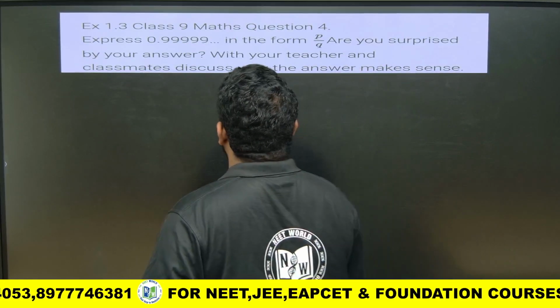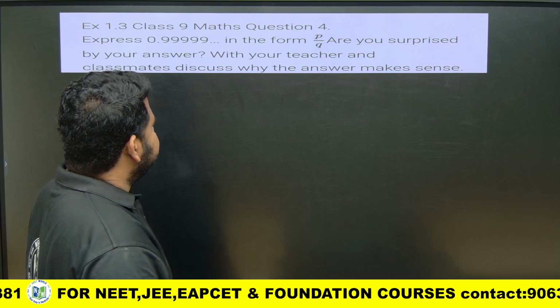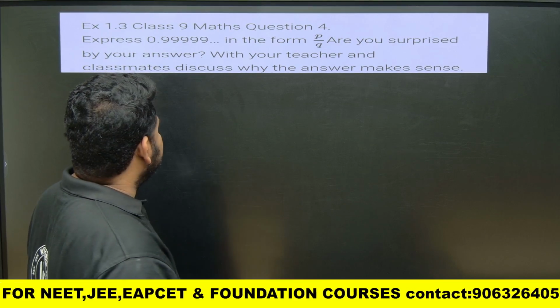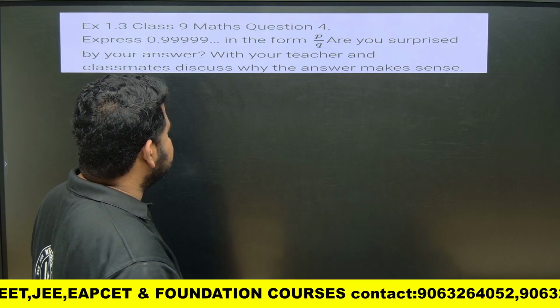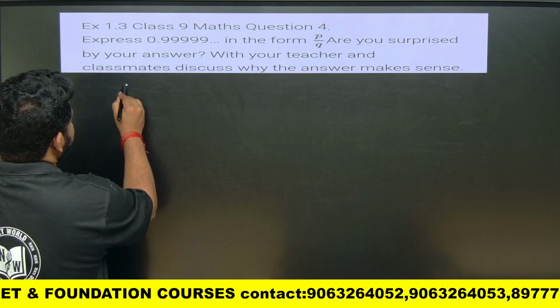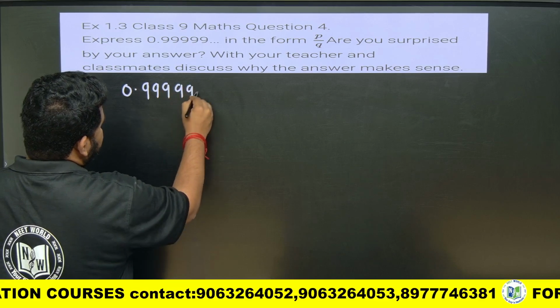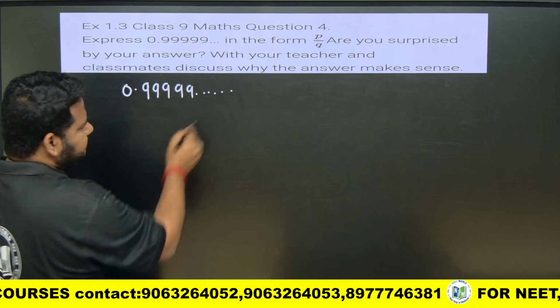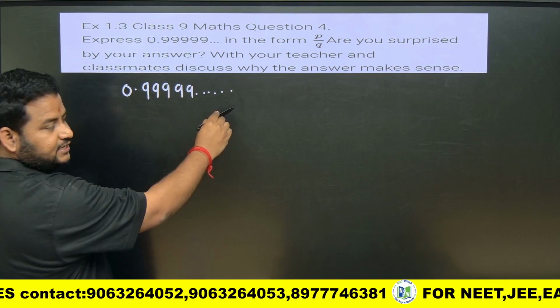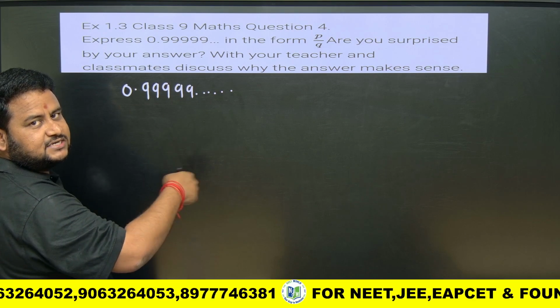Here they have given: express 0.999 in the form of p by q. Are you surprised by your answer? With your teacher and classmates, discuss why the answer makes sense. What the question has given is 0.99999, which is continuing and also repeating. So it is non-terminating but repeating. Non-terminating but repeating means it is a rational number.